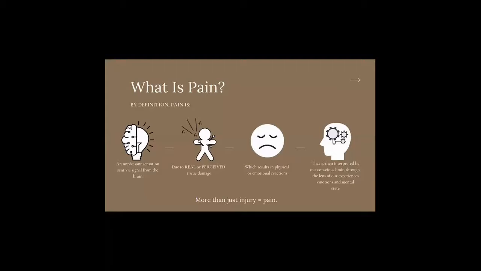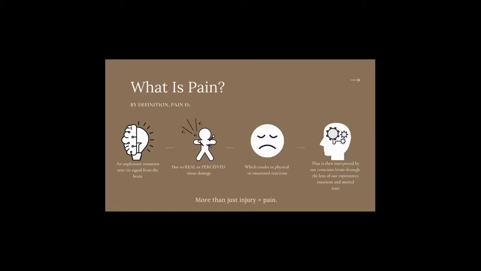All right, so if we want to understand how we manage pain, we really need to understand what the heck pain is anyway. And we think we know what it is, but I think a bit of a definition will guide some of the decisions that you make later on. So by definition, pain is an unpleasant sensation sent via a signal from the brain that's due to either real or perceived tissue damage, which results in physical or emotional reactions. These are things like spasm, feeling anxious, the pain signal that you actually get, things like that.